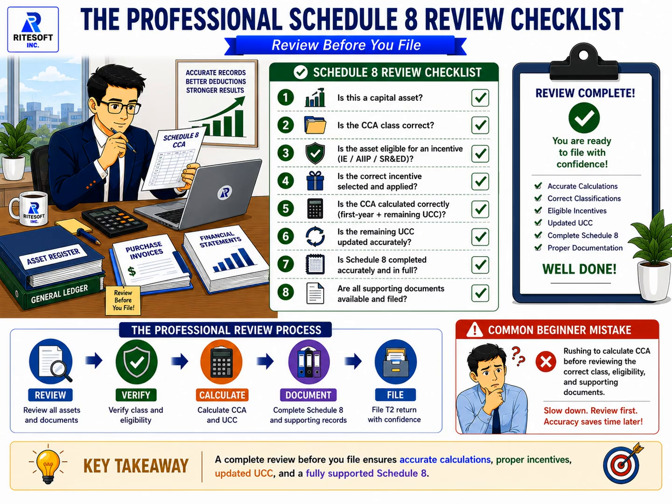Next, confirm that the asset has been assigned to the correct capital cost allowance, or CCA class. Each CCA class has its own tax treatment, so selecting the correct class is one of the most important parts of preparing Schedule 8. Once the CCA class has been verified, review whether the asset qualifies for any available incentive programs.